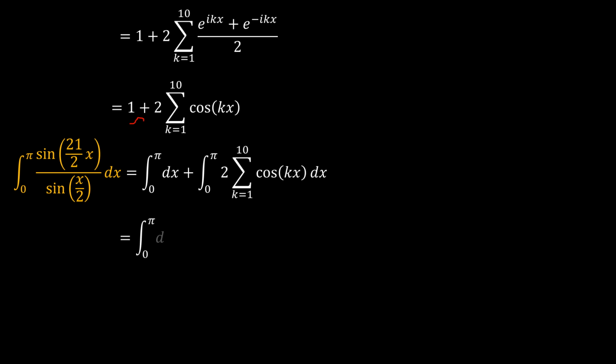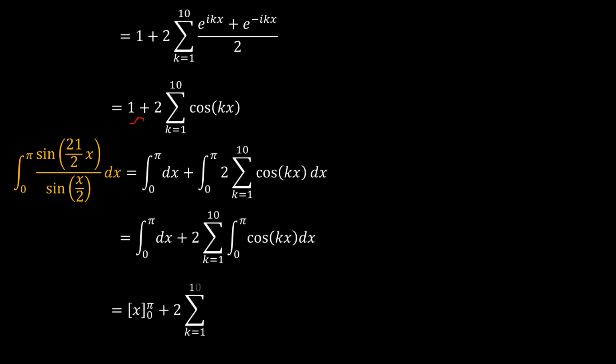And since we can pull the integration into the summation sign, this is the same as the integration of 1 plus twice the summation of k equals 1 to 10 of the integration from x equals 0 to x equals pi of cosine of kx. So from here we see that we have x as our integration with the limits 0 and pi, and then twice the summation from k equals 1 to k equals 10 of 1 over k sine of kx, with the limits 0 and pi.